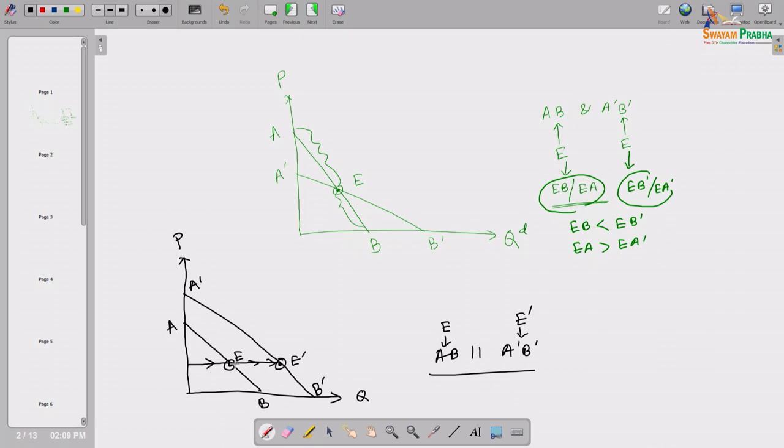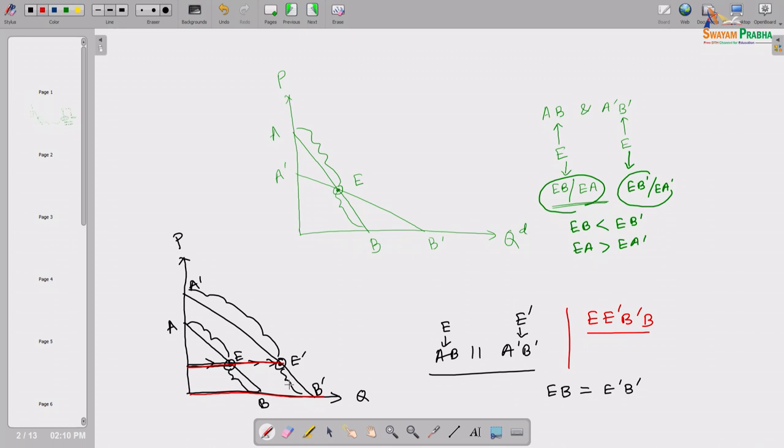Why? Because look here, at E point elasticity of demand is EB by EA, and at E prime point it will be E prime B prime by E prime A prime. In both cases, the numerators EB and E prime B prime are the same, because this red horizontal line is parallel to the horizontal axis and the two demand curves AB and A prime B prime are parallel to each other. By virtue of that, E E prime B prime B is a parallelogram, so EB equals E prime B prime.